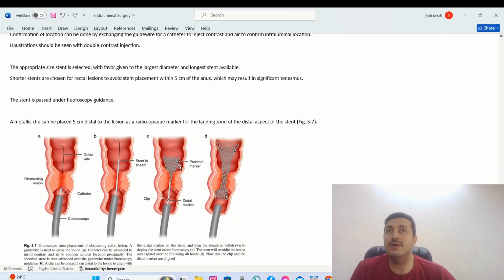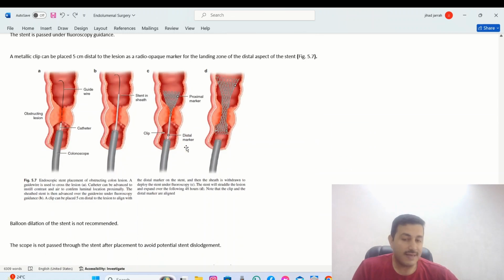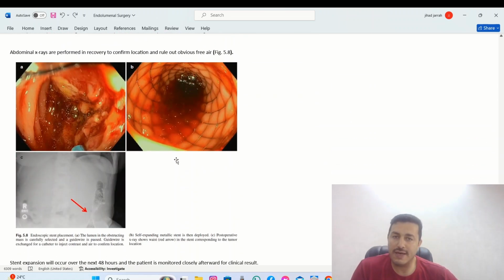We use, as we said, an uncovered stent. What else can we add? No need for balloon inflation. It will expand alone within 2 days. No need to reinsert the scope again. This may cause migration. In the first 2 days, we may use some kind of stool softener. An X-ray is required after placement, and as you see in this picture, this is how it looks.